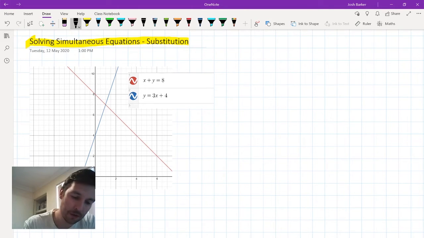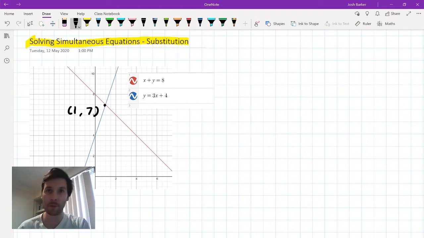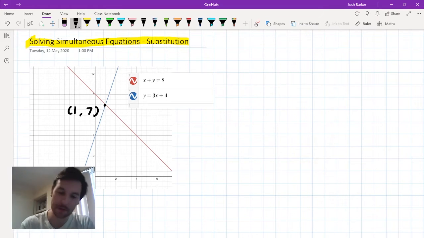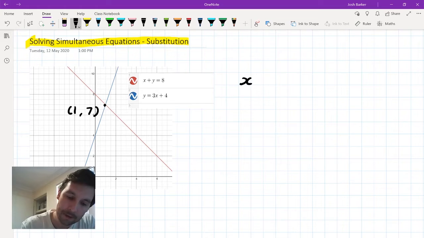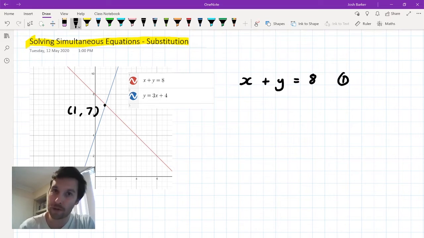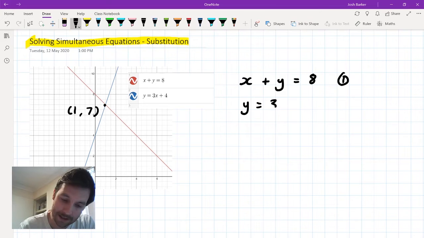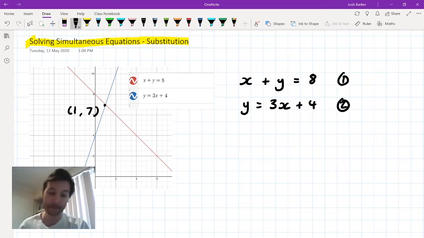So essentially what I'm going to show you right now is a method of finding out that coordinate there, x is equal to 1 and y is equal to 7, but without graphing it and literally seeing where the crossover point is. Okay, I'm going to start out by writing both equations. So x plus y is equal to 8. I'm going to call that equation 1. That's quite important. And I'm going to write down my second equation, y is equal to 3x plus 4, and I'll call that equation 2.